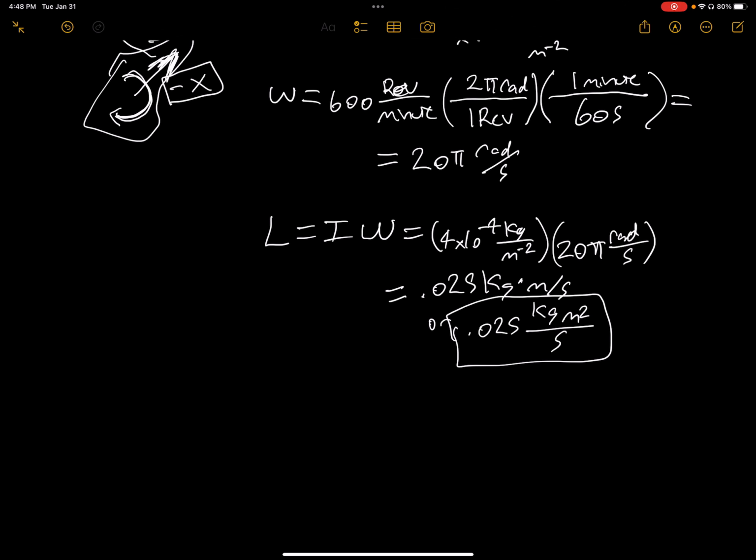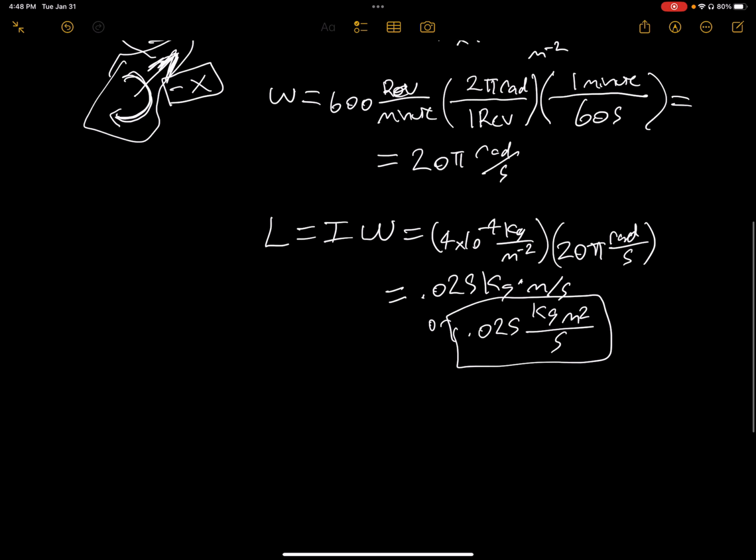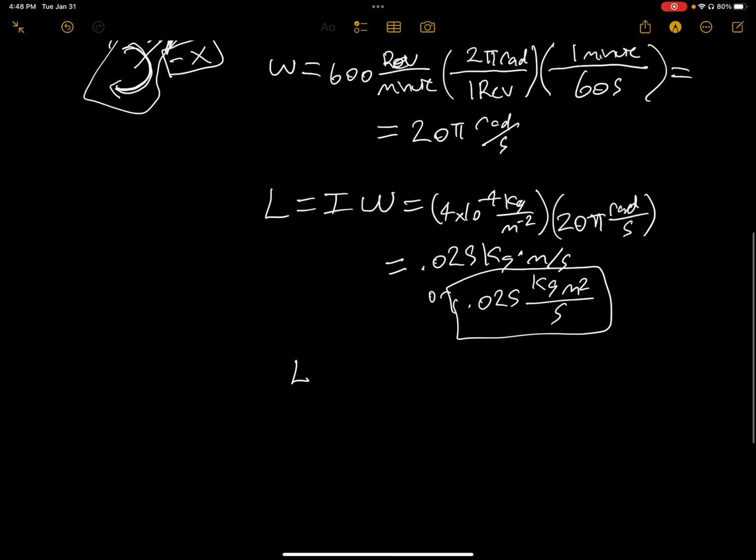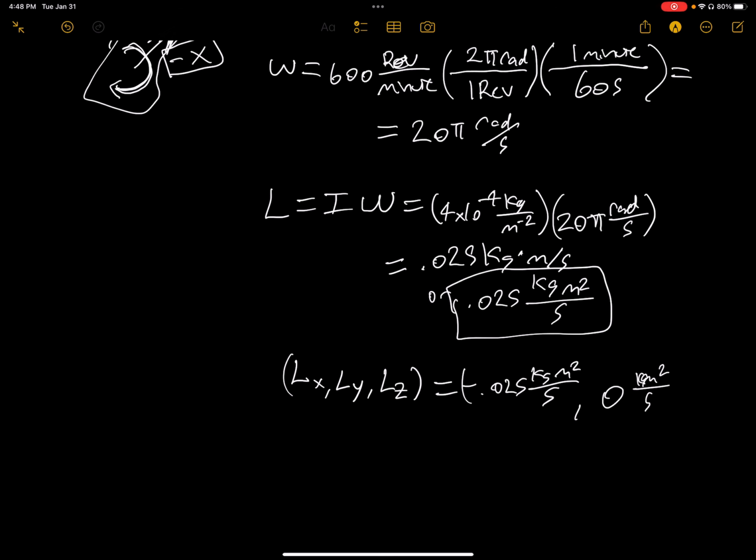And so our fully written out momentum is Lx, Ly, Lz equals, since it's only in the negative x direction, negative 0.025 kilogram meters squared per second, and then 0 kilogram meters squared per second, and then 0 kilogram meters squared per second. And that is our answer.